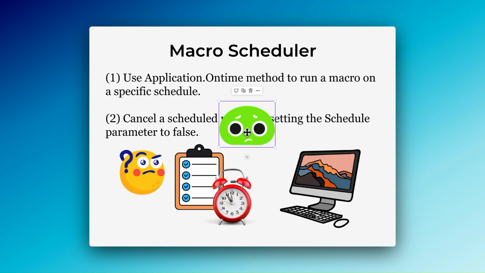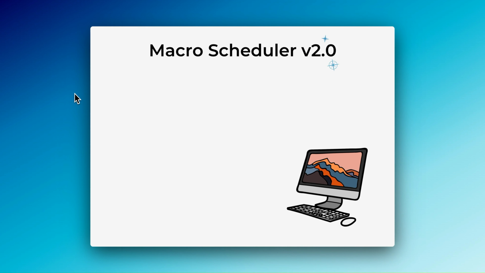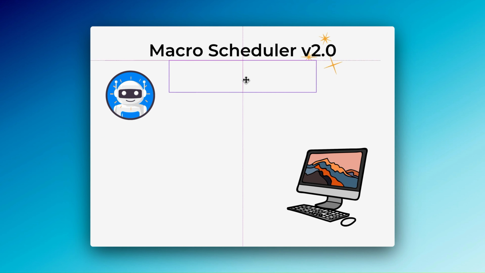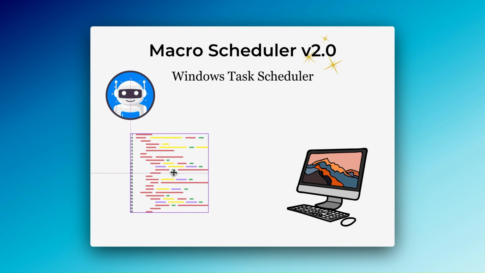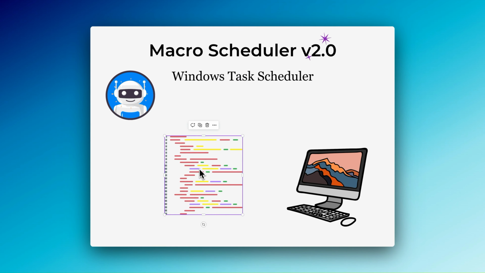Unfortunately, one of the drawbacks of using the Application.OnTime method is that Excel doesn't provide us with a nice overview of what tasks are scheduled or when they'll run. We have to keep track of them ourselves or use some code to display them in a message box or a worksheet. What's the solution? Well, there's a hidden gem in Windows that can help us schedule our Excel macros more easily and reliably. It's called Windows Task Scheduler, and it's a powerful tool that can run programs or scripts at a time or interval you want. So how do we use Windows Task Scheduler to run our Excel macros?